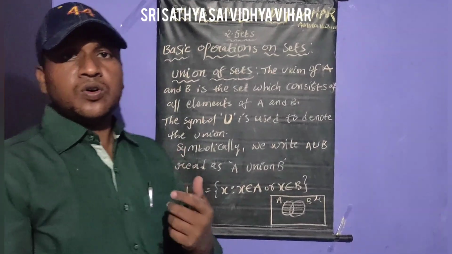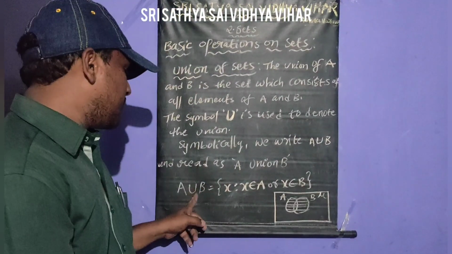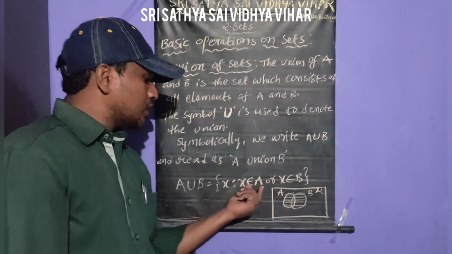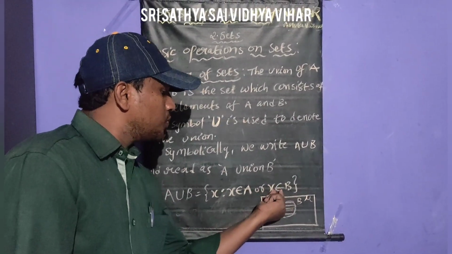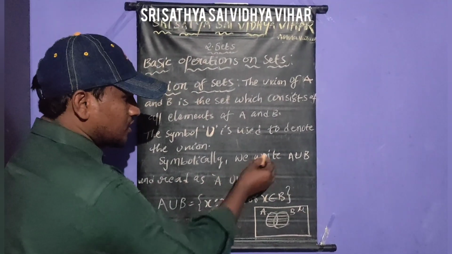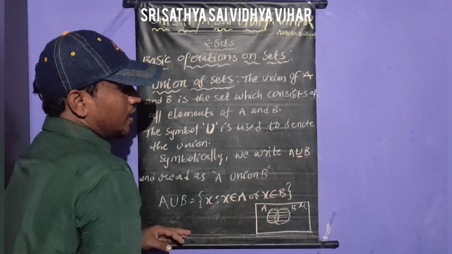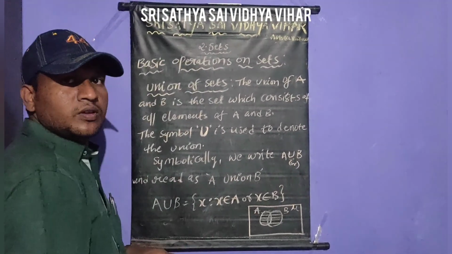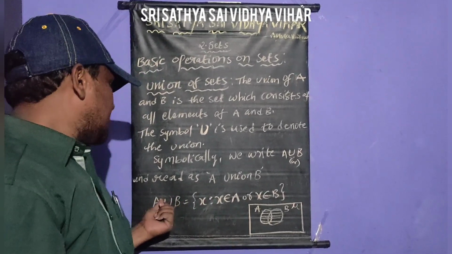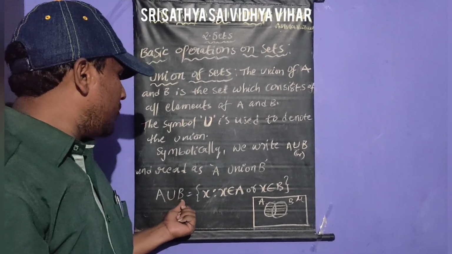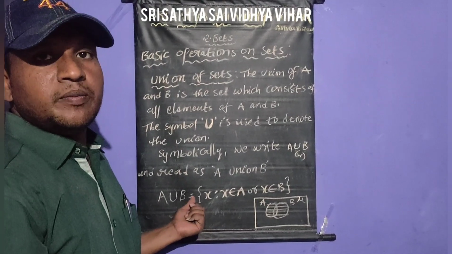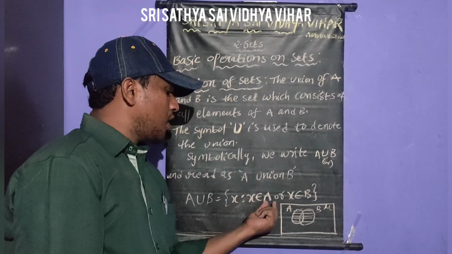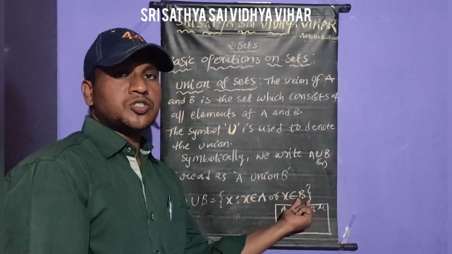Okay, already we know set builder form. What is the set builder form of A union B? x is such that x belongs to A or x belongs to B. This union symbol means "or". So the set builder form of A union B is x such that x belongs to A or x belongs to B.